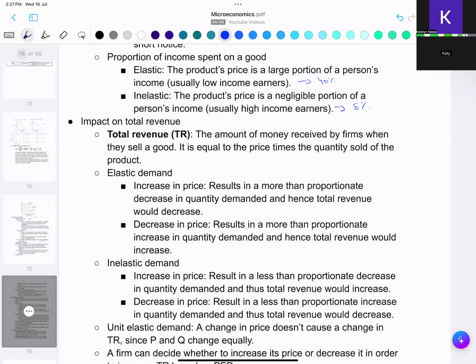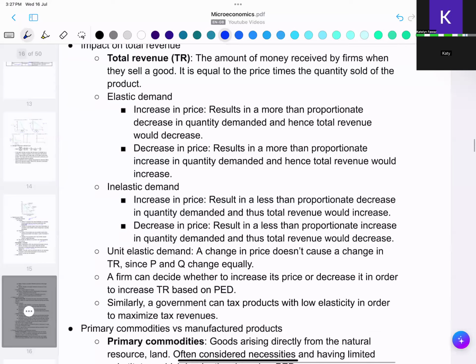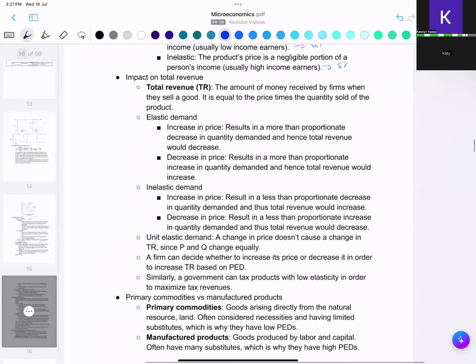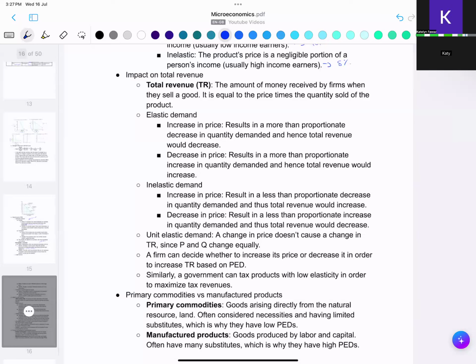And then impact on total revenue. I think this is for HL only, but I'm going to go over it. The amount of money received by firms when they sell a good is equal to the price times the quantity sold of a product. In very simple terms, total revenue is equivalent to price times quantity. Okay, P times Q.